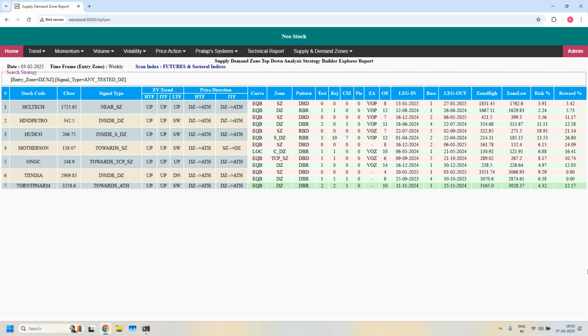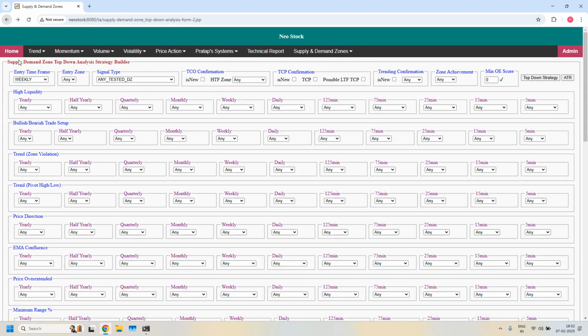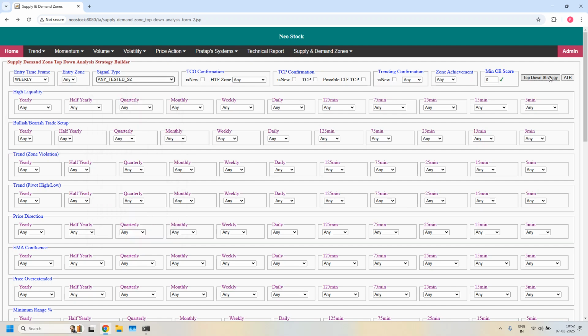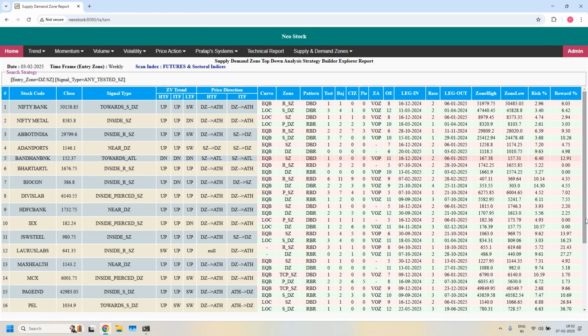And some stocks tested and moving towards the supply zone. Some stocks tested and price closed inside the demand zone. Okay, next, weekly time frame. Let us find the stocks having tested weekly supply zones during this week.